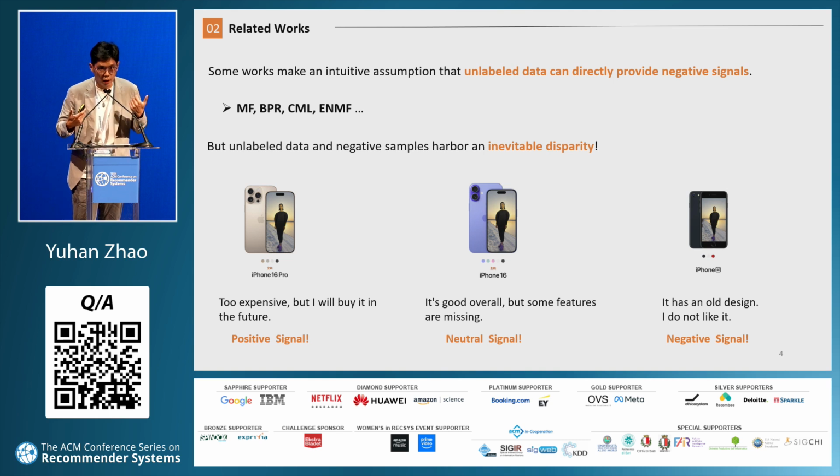And the second one is iPhone 16. It's good overall, but some features are missing. So I'm struggling whether to buy it. So actually, it provides a neutral signal. And the last one is iPhone SE. It has an old design. I don't like it. So it actually provides a negative signal. You can see 3 different items, but only one can provide real negative signals.